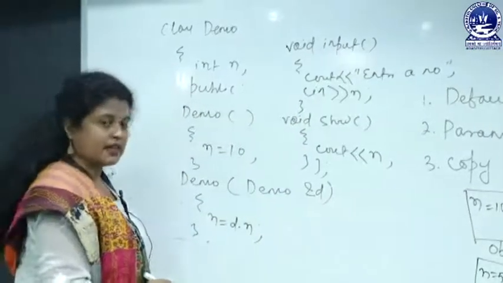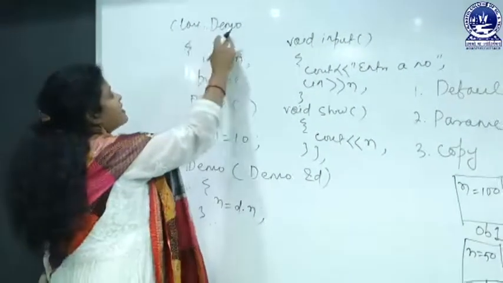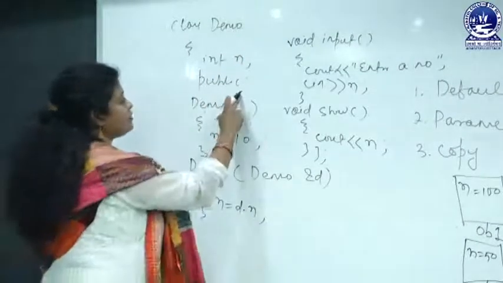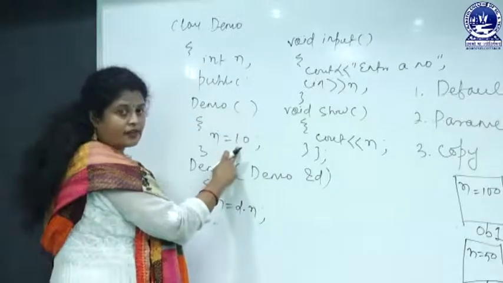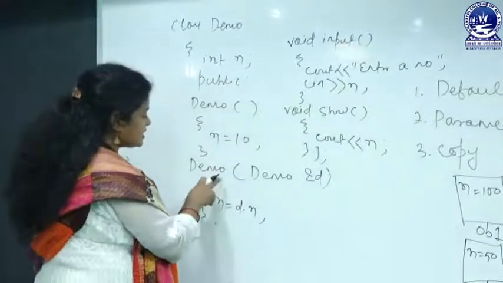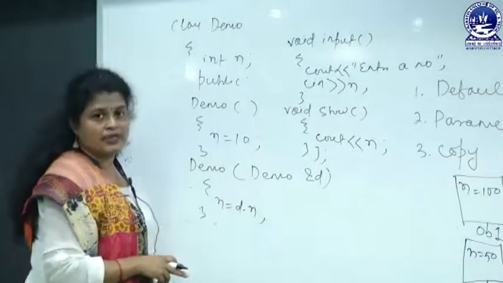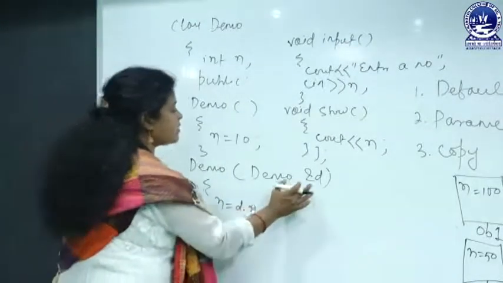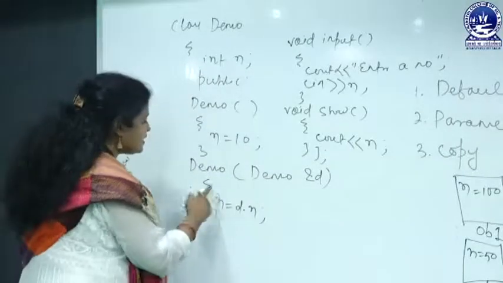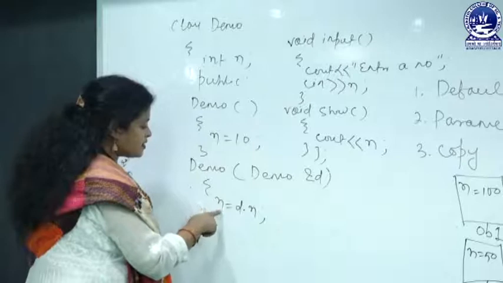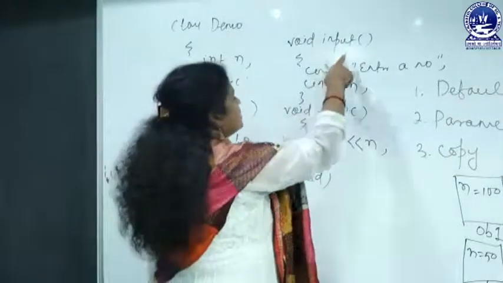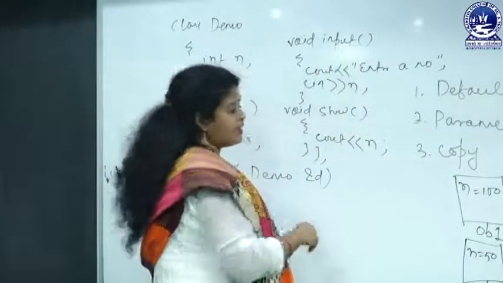Let me explain the class once again. The class name is class demo. I have used one integer variable n. Then in the public part, I have used one default constructor, then one copy constructor. You can see that it is very similar to a parameterized constructor, but here I am passing one argument and using the call by reference concept. Then inside the copy constructor, n equal to d dot n. Then one void input method and then the void show method. It is all about the class.